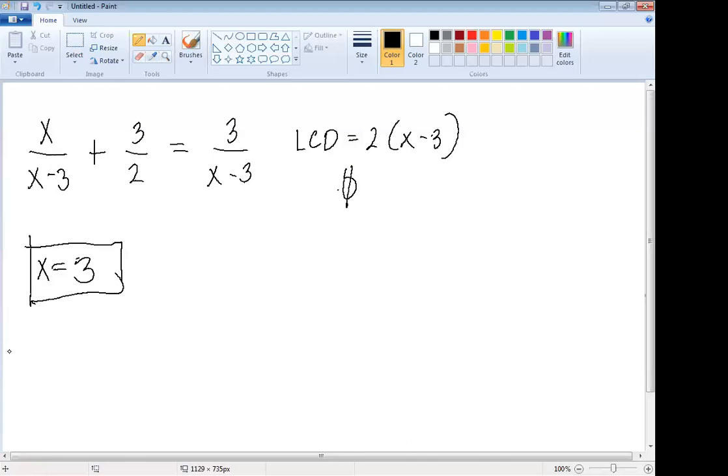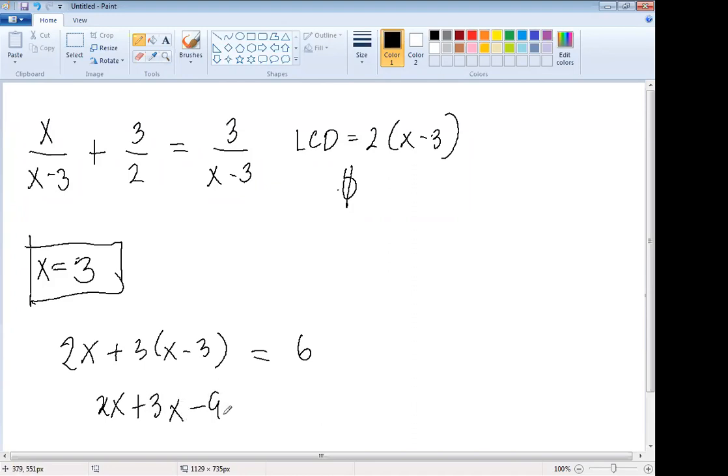Okay, but the easiest thing that you will do is multiply this one by here, right? So if you multiply this LCD on both sides, we will have now 2x, and after that plus 3 times x minus 3 equals 6, right? It's easier. So we have now 2x plus 3x minus 9 equals 6. So we get now 5x, and we move the minus 9 over, so we will have 15. So x is equal to positive 3.